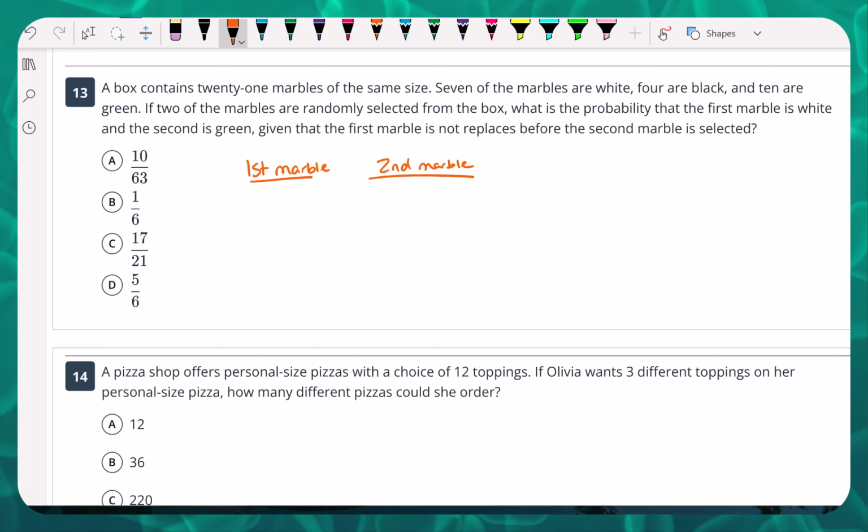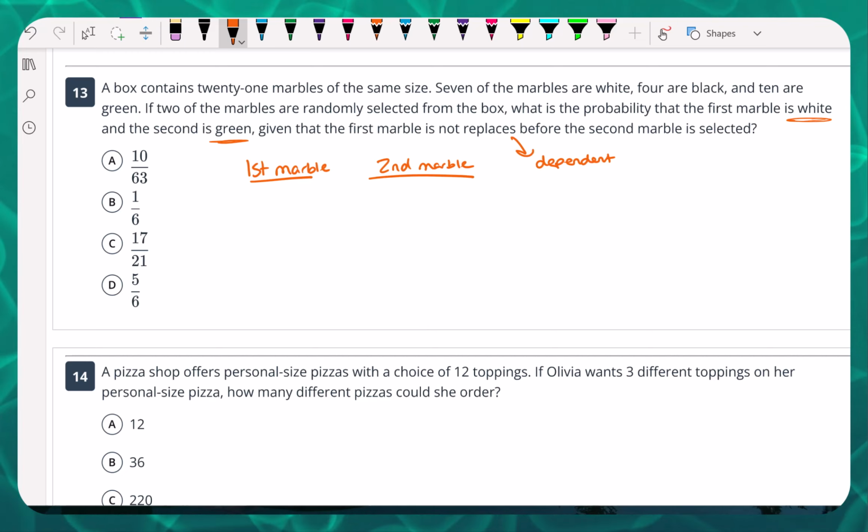So I kind of have like 2 events going on here. I need to figure out if it's independent or if it's dependent. It says, what's the probability that the first marble is white and the second is green? Okay. Given that the first marble is not replaced, that should say replaced. So if it's not replaced, that means that this is dependent. So our sample space is going to shrink when we pick that second marble, okay?